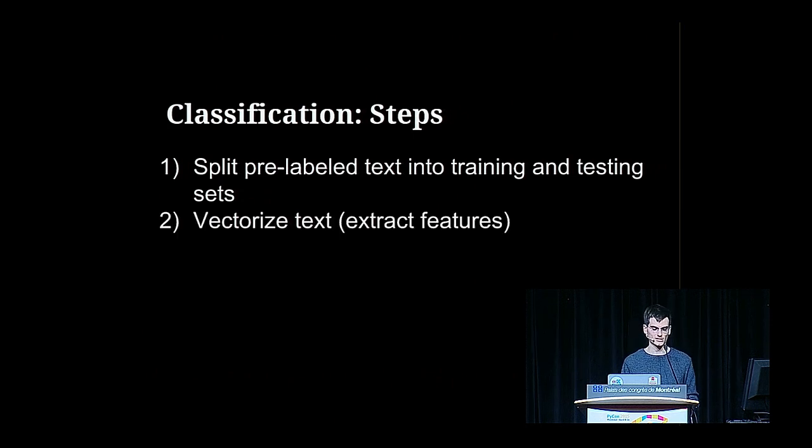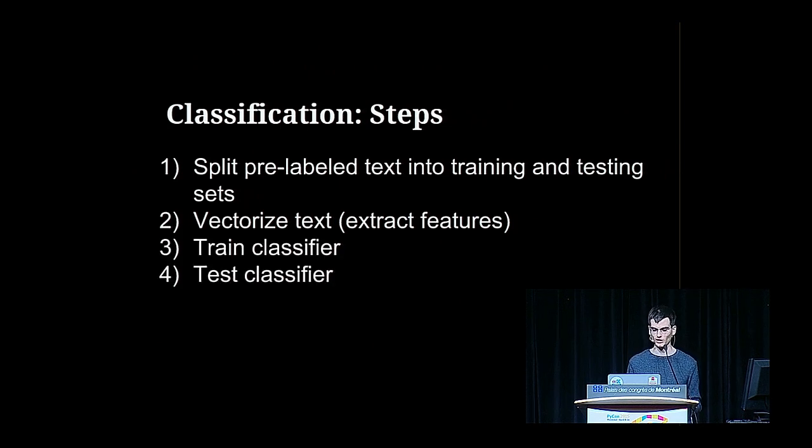Next, we want to vectorize our text, or extract features. We want to train the classifier, and so finally, we want to test our classifier. I want to drive this point home again. A really important workflow here is that the text turns into features, which then gets turned into labels. So the vectorizer turns the text into features, and the classifier predicts labels from the features.